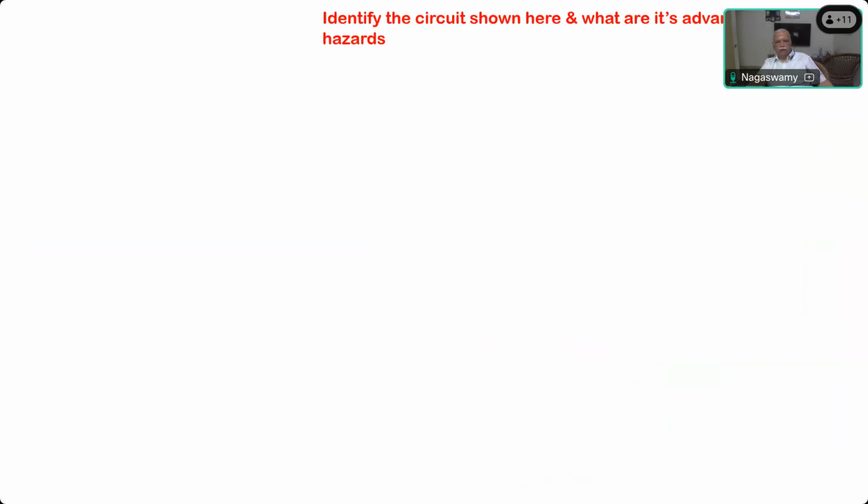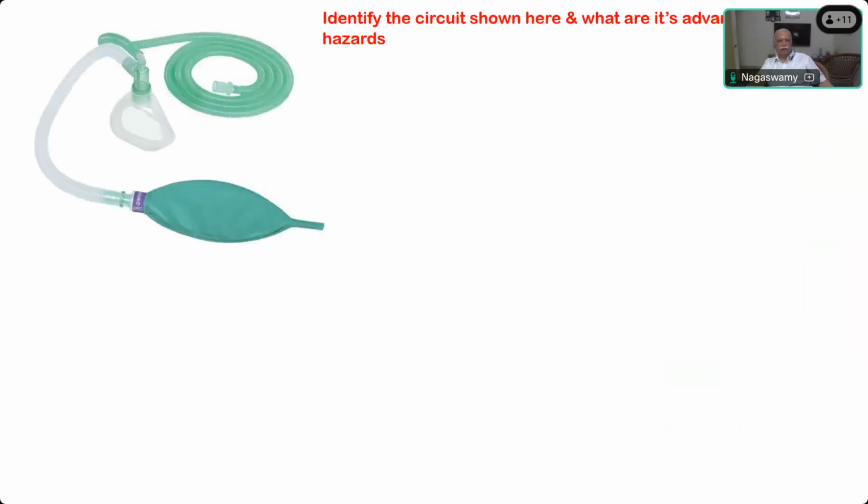Now identify the circuit shown here. What are its advantages and hazards? What is this circuit? Mapleson F circuit, sir. Mapleson F, for Jackson Rees. Very good. Okay, Jackson Rees.